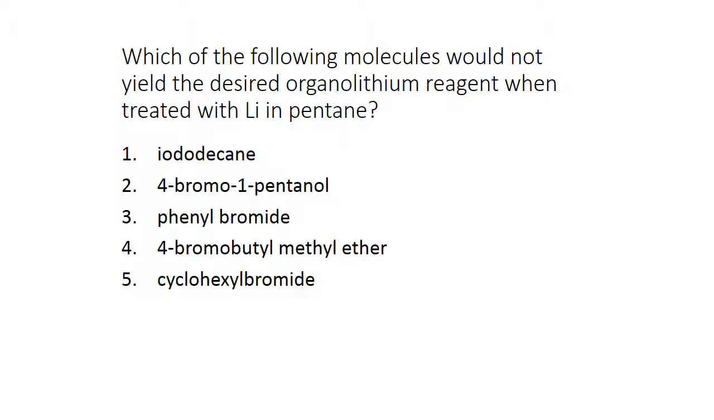Which of the following molecules would not yield the desired organolithium reagent when treated with lithium and pentane? As long as you have an organohalide that does not have a protic group in it, when you treat it with lithium, what are you going to get? You're going to get the alkyl lithium compound. All of these compounds have a halogen there and no protic functional group, except for number 2.